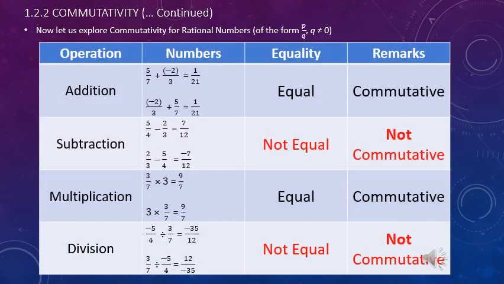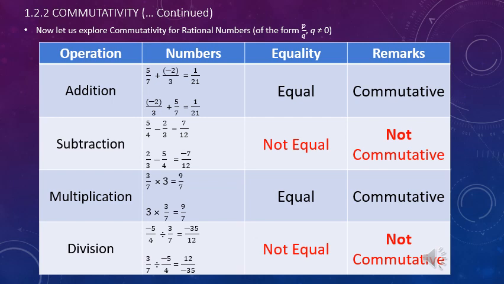Under addition, we have taken an example: 5 upon 7 plus minus 2 upon 3 equals 1 upon 21, and when we change the order of the rational numbers, we also get the answer as 1 upon 21. Hence, the answers are equal. So, we say that it is commutative under addition.